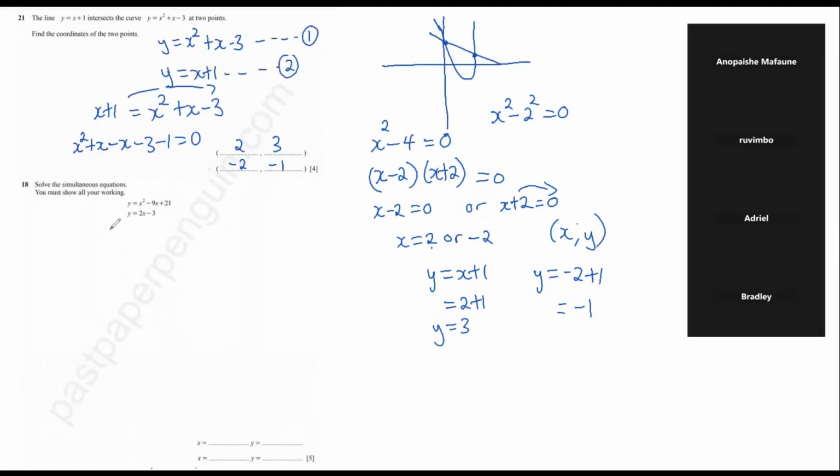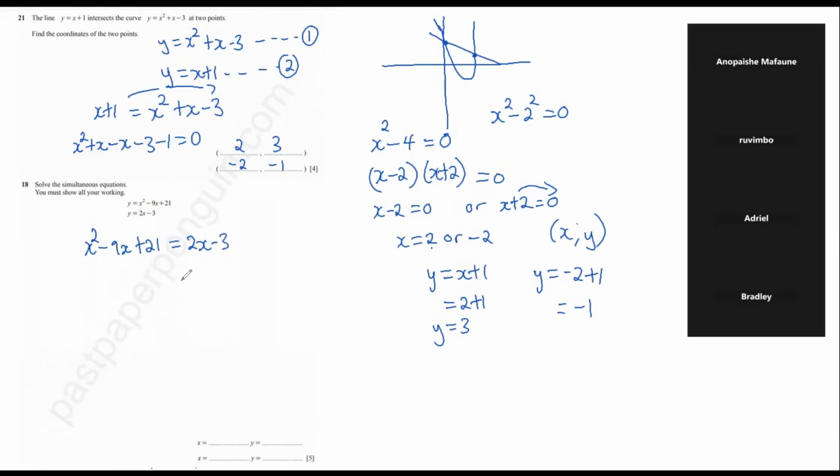Yes, sir. So y is equal to x squared minus 9x plus 21. So we set the two equations equal to each other, so x squared minus 9x plus 21 is equal to 2x minus 3. Okay. And then what do we do now?